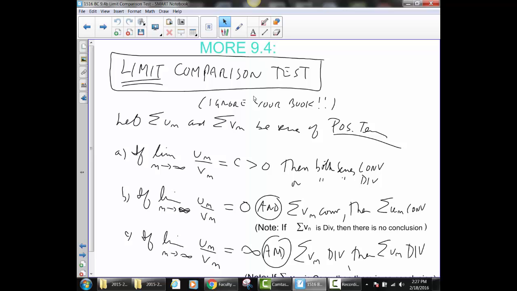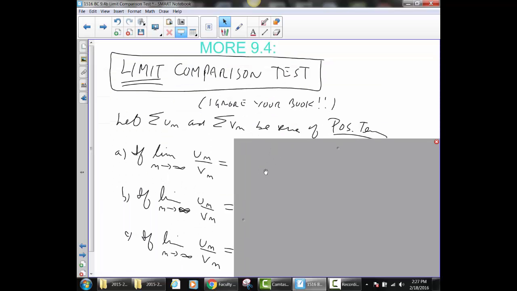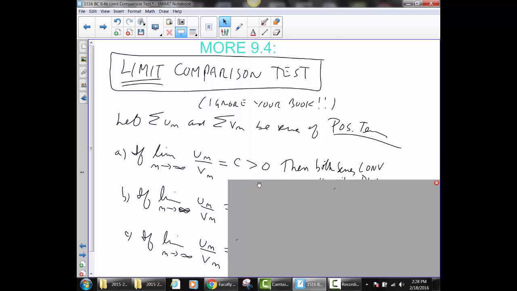So the limit comparison, forget what the book says. This is what I prefer you to know. If you have UN and VN, again, you're going to have to come up with the VN. They both have to be series of positive terms. Basically you're going to decide whether your series VN is convergent or divergent. But the beauty of this one is you're looking for the same limit in each case. The limit is n goes to infinity of UN over VN. If that limit is a positive constant, then both series converge or both diverge.